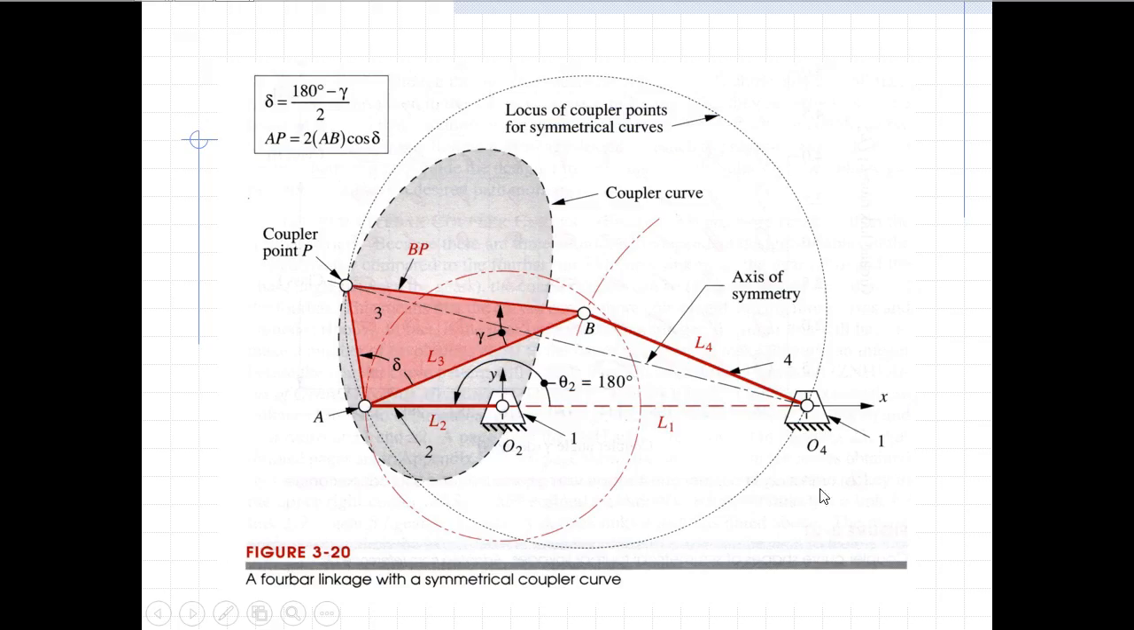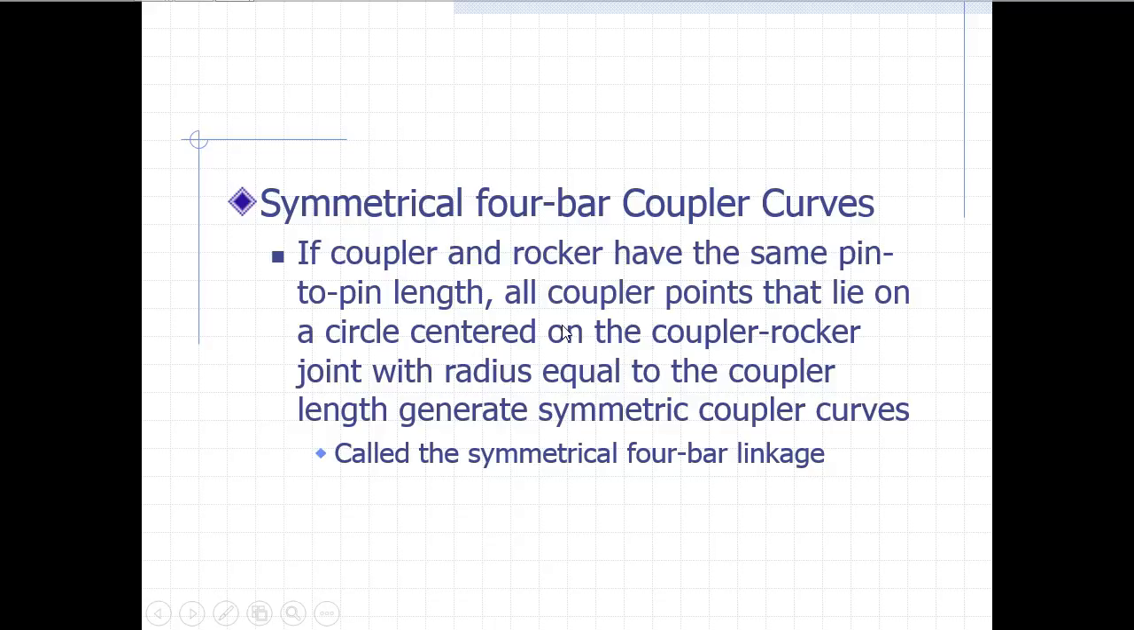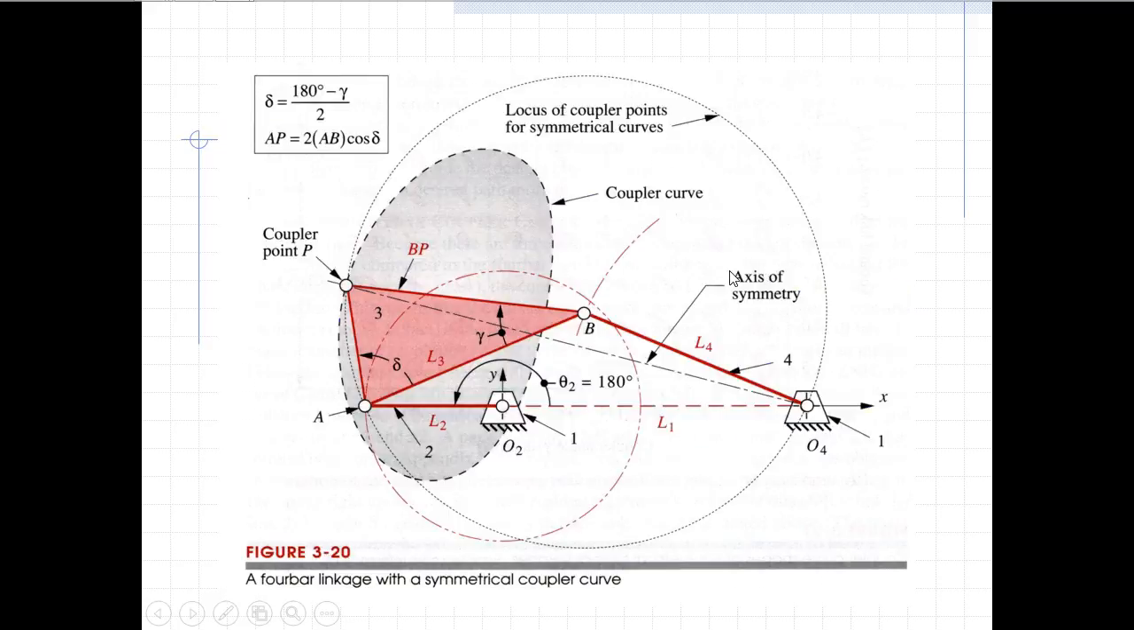So let's take a look at this linkage. Here we have such a linkage where our coupler and our rocker have the same length. That was our first requirement. The coupler and the rocker have the same pin-to-pin length. Then all coupler points, and here's a coupler point, lie on a circle that's centered on the point B where the coupler and rocker meet.